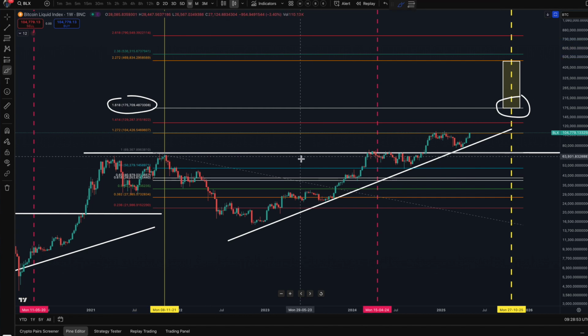But as you know, currently where we are and the immediate targets that we can look at here is the 1.414, which is at 129,000. So please remember that these are targets based on the Fibonacci retracement. If we get a completely different figure here, well, that means that the current cycle has done something completely different.